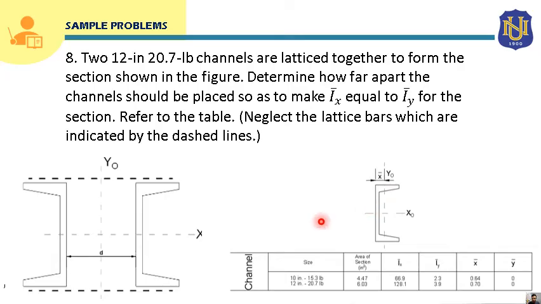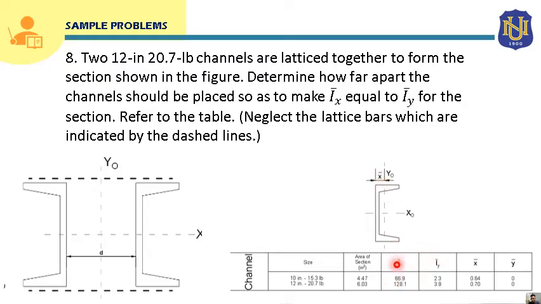Okay, so as you can see here, there's a given table for the channel. So let's say for this channel, there is a given X bar. So this is the X bar, measured from here. So this is the centroid of this channel, when the channel is oriented this way. So the X centroidal axis is this, and the Y centroidal axis is this. So this is X bar, from this point to the Y centroidal axis. So it's in the table.